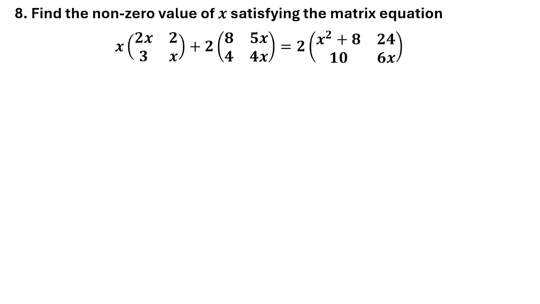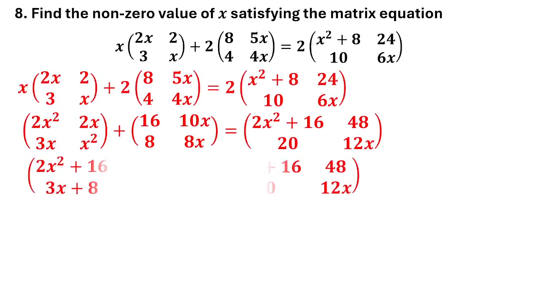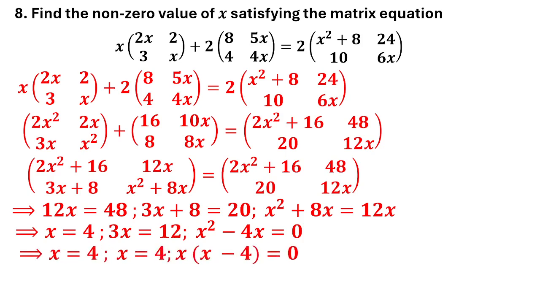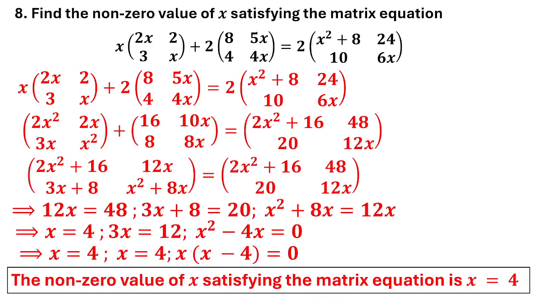Go to question number 8. Find the non-zero values of x satisfying. Be careful. You may get 2 or 3 values for x, but you have to select the non-zero value. Very simple. Expand it. Simply equate it. You will get 3 equations. 12x is equal to 48. 3x plus 8 is equal to 20. And x square plus 8x is equal to 12x. They are nothing but x is equal to 4, 3x is equal to 12, and x square minus 4x is equal to 0. You are getting now x is equal to 4, x is equal to 4, and x is equal to 0 and 4. Out of them, tell me which is a non-zero value? 4. Therefore, the answer is 4.